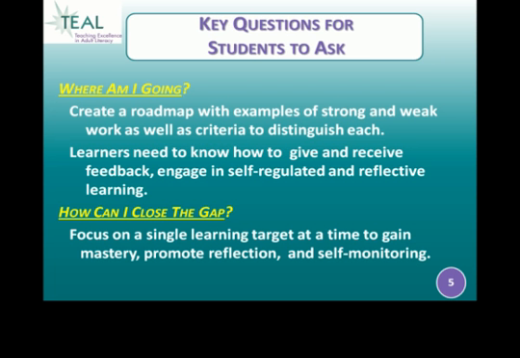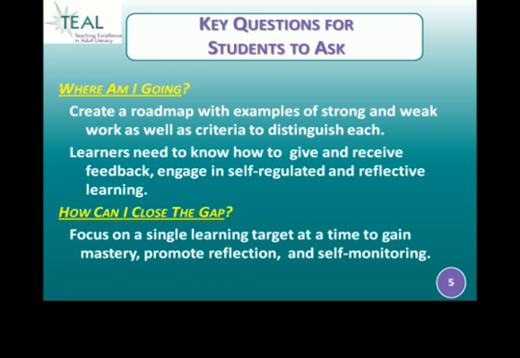Here are some key questions that you can encourage your students to ask of themselves. When you teach the student to ask, "Where am I going?" you're helping the student have a clear vision of the ultimate learning goal and the progression of sub-goals needed to get there. With writing, for example, students need to see examples of both strong and weak work, and then use these examples to develop criteria for quality so that they can judge their own work.